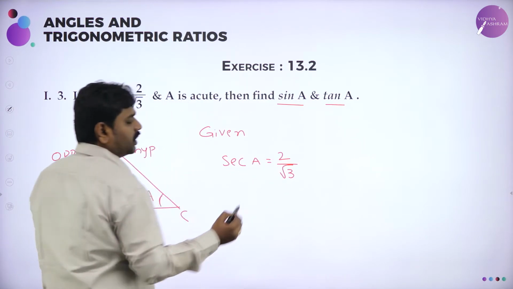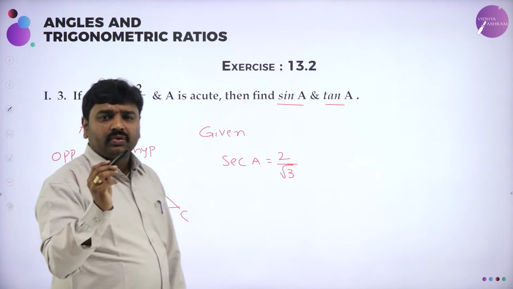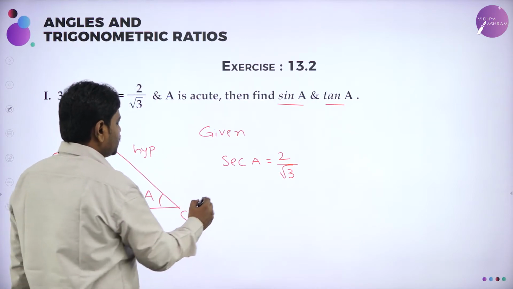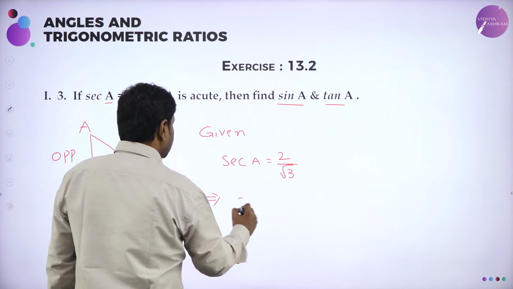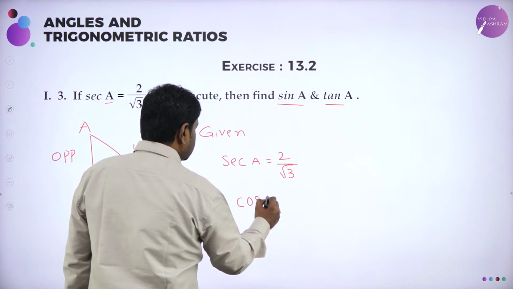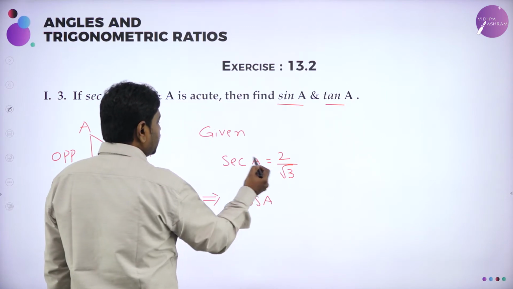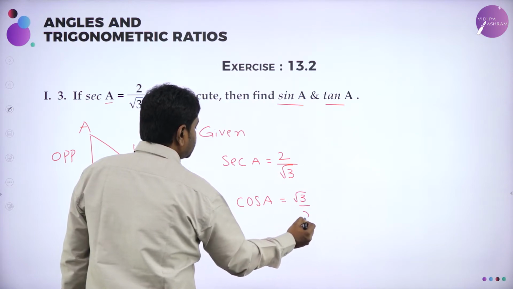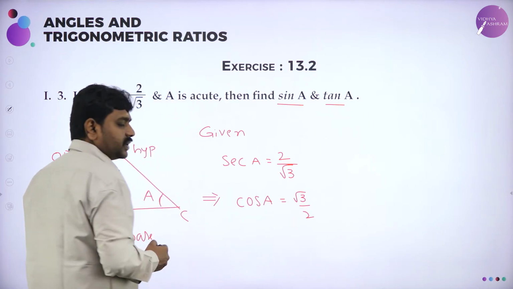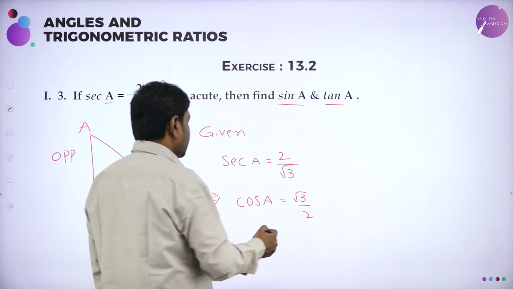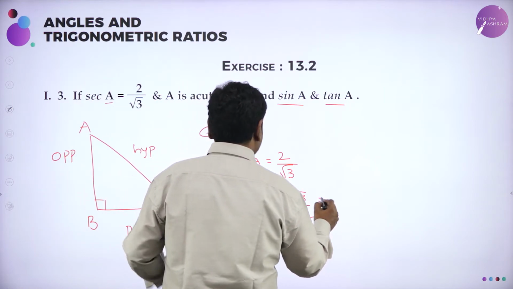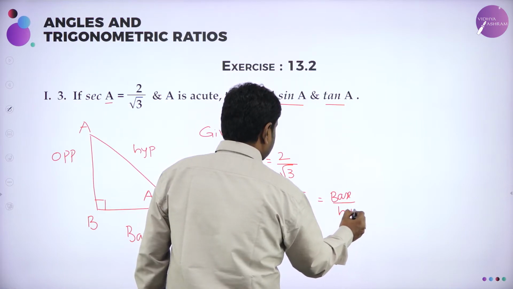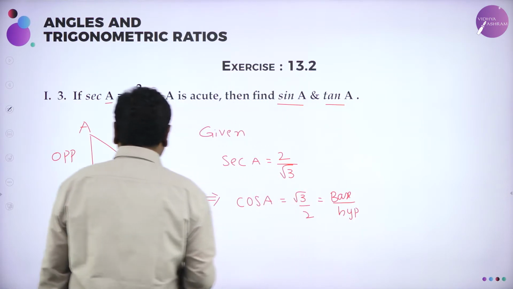If you know secant, can't you find cos? All of you know cos is the reciprocal of secant and secant is the reciprocal of cos. So directly without the triangle you can write cos. Secant A is 2 by root 3, so cos A is root 3 by 2. Cos A is the reciprocal. But you know the definition of cos A. They are not interested in cos, but we know the definition of cos. Cos means what? Base by hypotenuse.